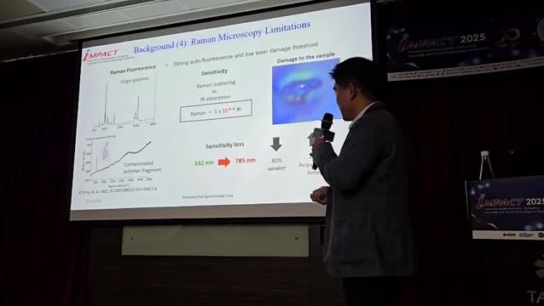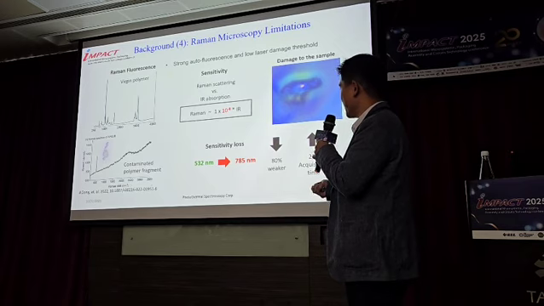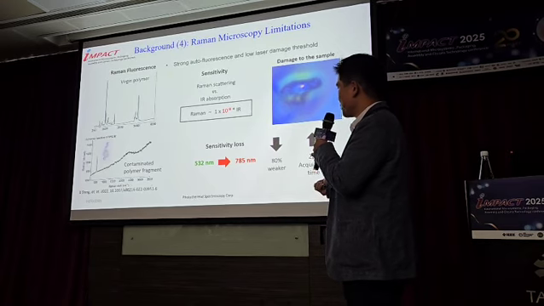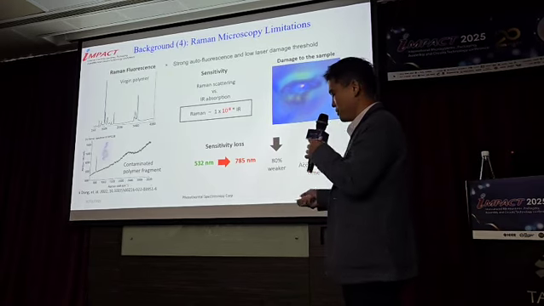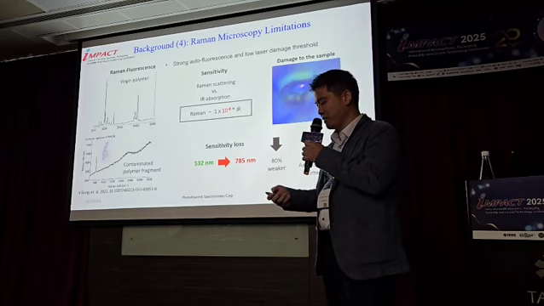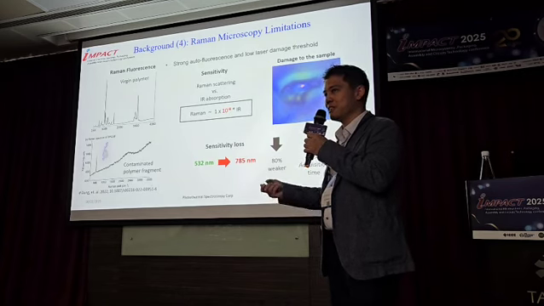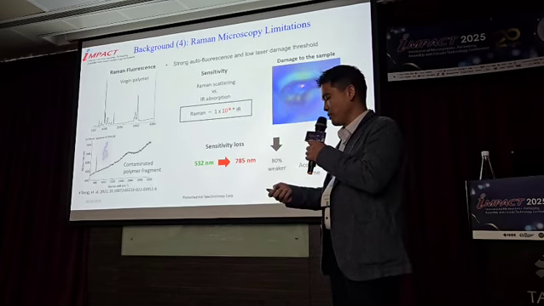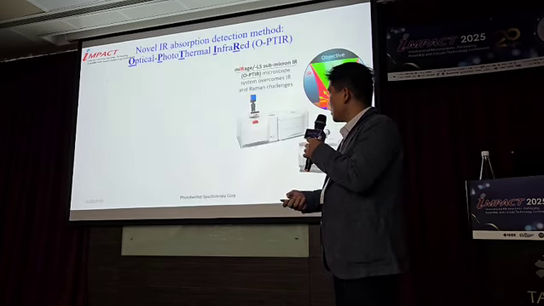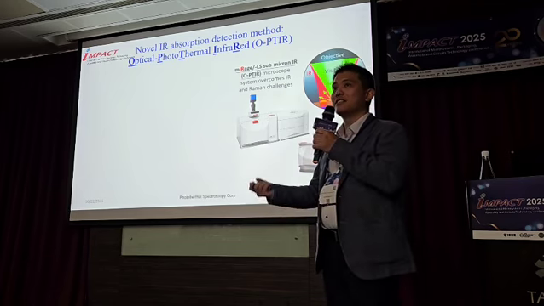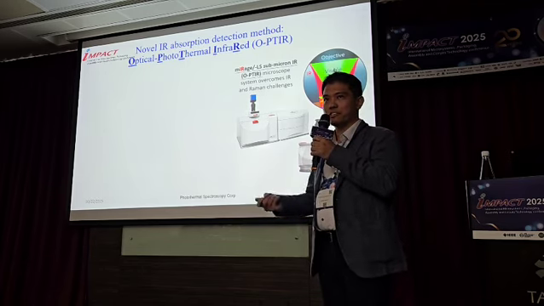So there is another workaround, and that is to shift the wavelength from 532 to 785, but we often trade it with time, because Raman becomes less and less sensitive as we go to longer waves in the visible region. So this is how we get around it, by using a different detection scheme.